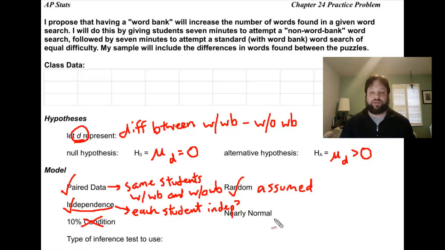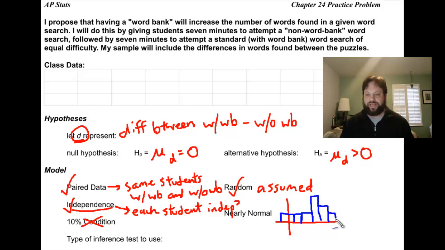As far as nearly normal, I do highly suggest that you run all of these differences through your calculator and make sure that your graph does end up nearly normal. Now, I did this earlier, and if these are my x and y axes, then what I'm going to say is I ended up with a graph that looked kind of like this. There were 3 bars that were all about the same. It was kind of a tall bar here, and then it kind of phased out like that.